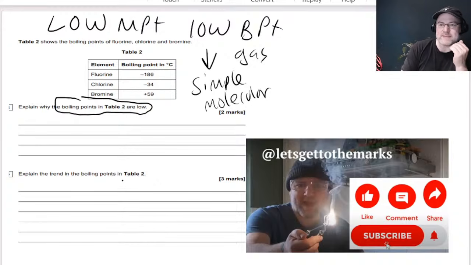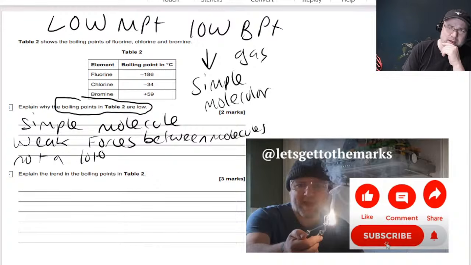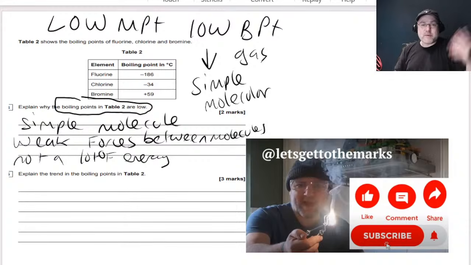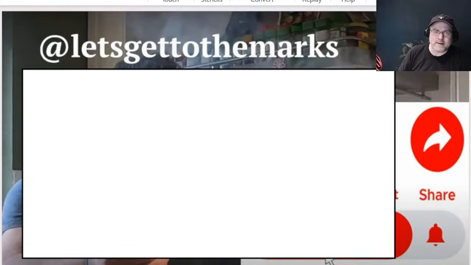And all we need to say is simple molecule, weak forces between the molecules. You can say weak intermolecular forces if you want. Weak forces between molecules, not a lot of energy needed to break. Yeah, easy to break, easy to overcome. That comes up all the time. Bish bash bosh, already done one of them, not doing that again.